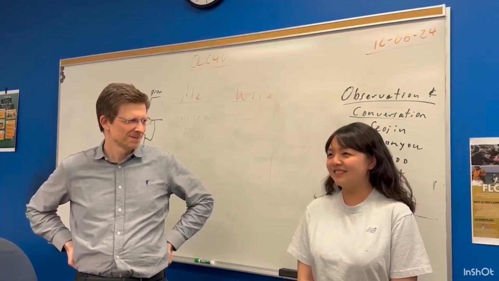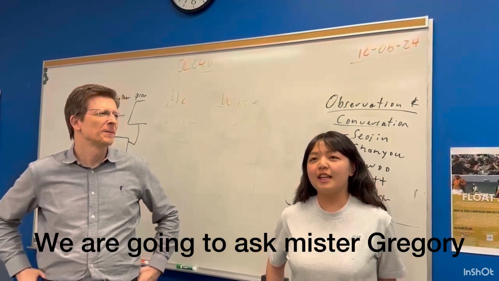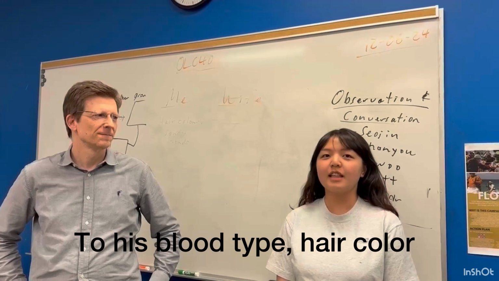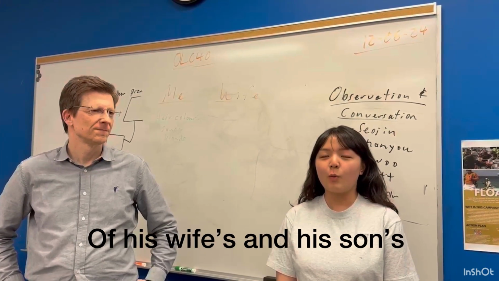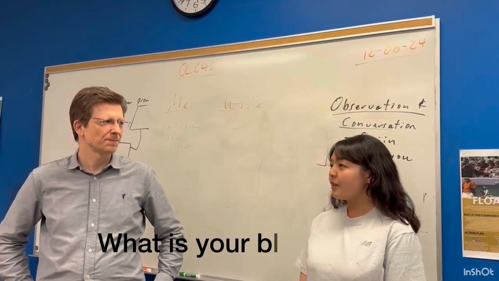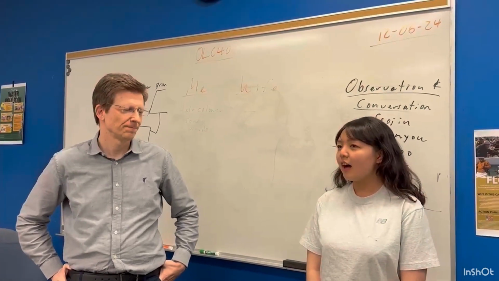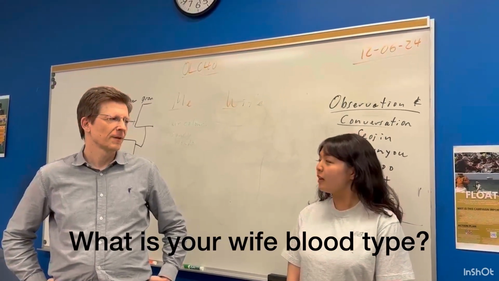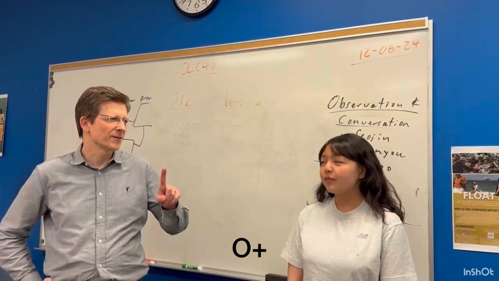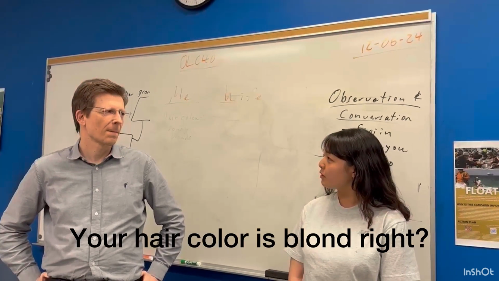Hello, I'm Mr. Greg. Now we are going to ask Mr. Gregory his blood type, hair color, and eye color, and also that of his wife and his son. Okay, let's start. First of all, what is your blood type? It's A positive. Then what is the blood type of your wife? Hers is O positive. Then your hair color is blonde, right?